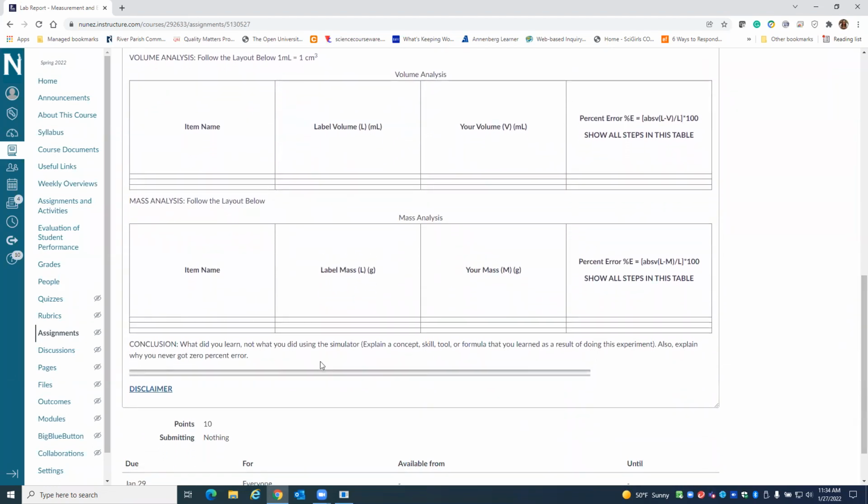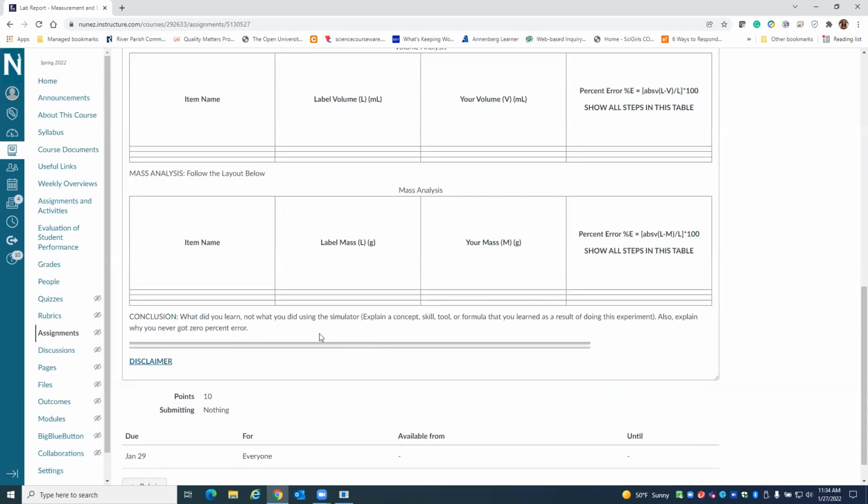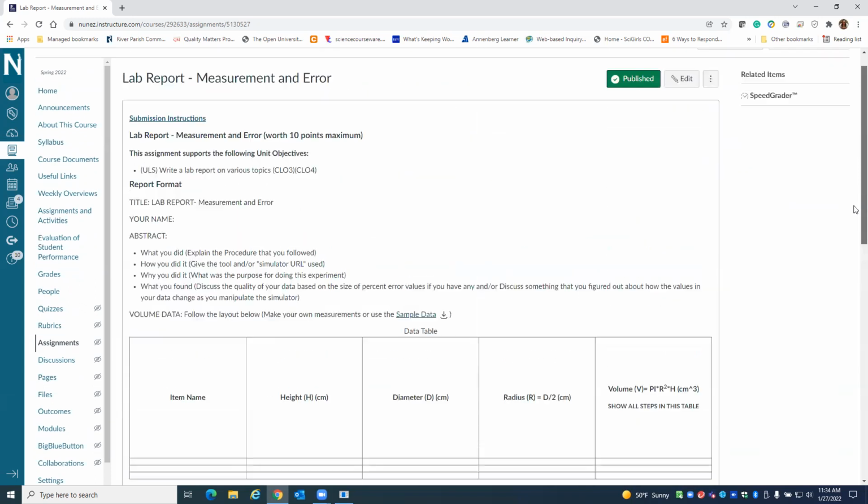And then I explained that the conclusion is you telling me something that you learned from going through this whole experiment and lab report process. Something that you learned about error analysis that you didn't know before you started, whether it's a concept, a formula, a piece of equipment, any of those kinds of things. Tell me something that you learned. And then the very last thing I asked you was to explain to me why you never got 0% error. So I covered all of that on Tuesday.